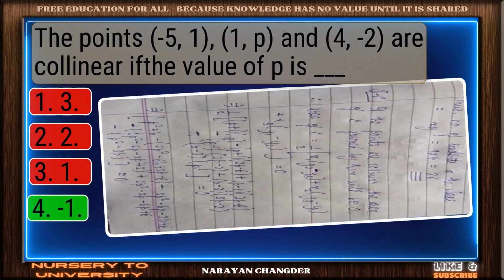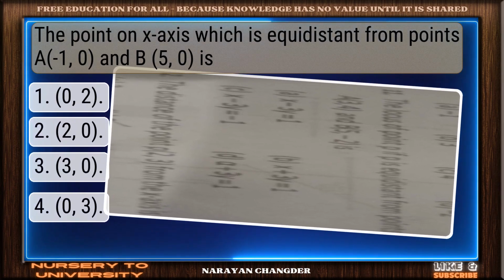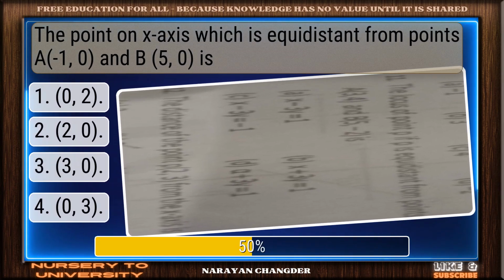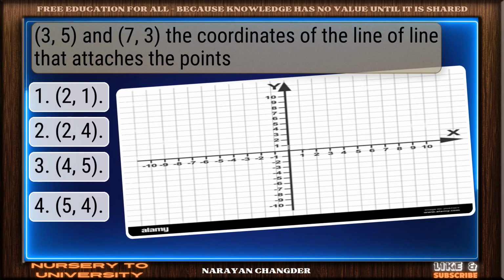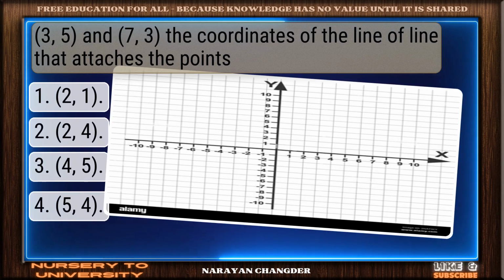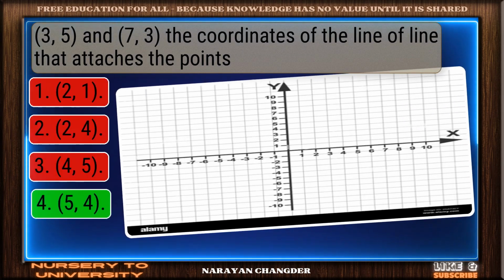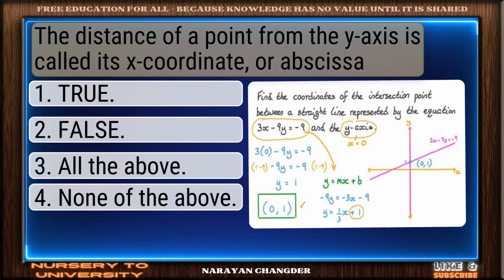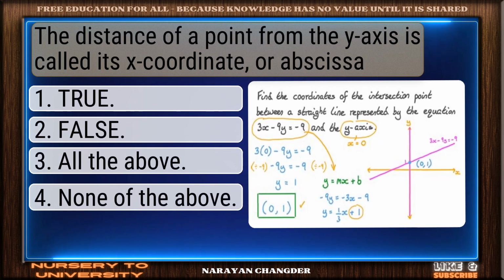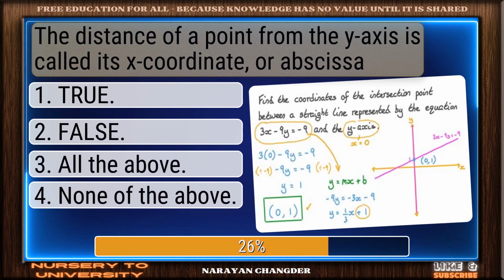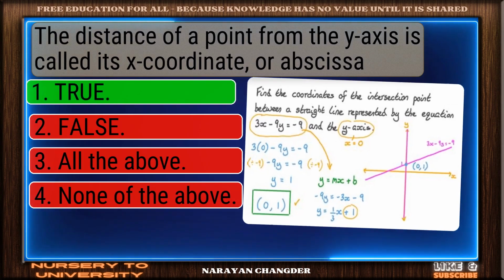Solid response. 1 is valid. The point on an x-axis which is equidistant from points A and B is. Well done is right. And the coordinates of the midpoint of the line that joins the points. Great job is accurate. The distance of a point from the y-axis is called its x-coordinate, or abscissa. Smart pick. True is correct.